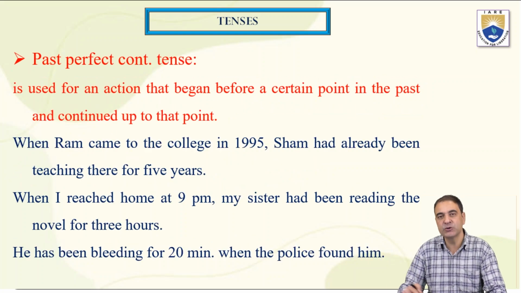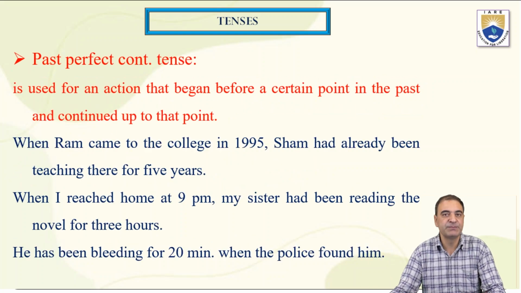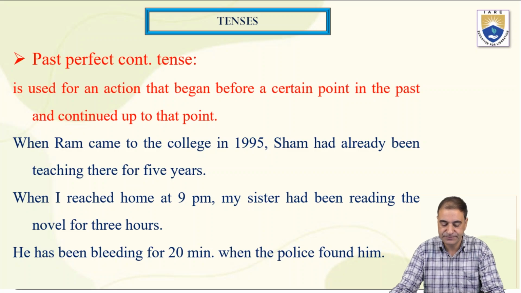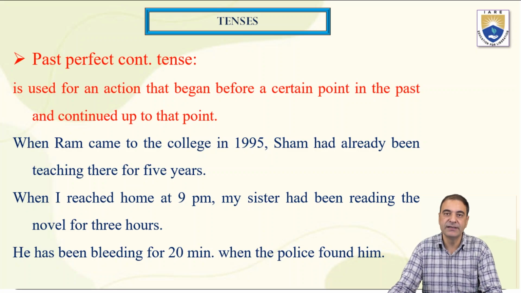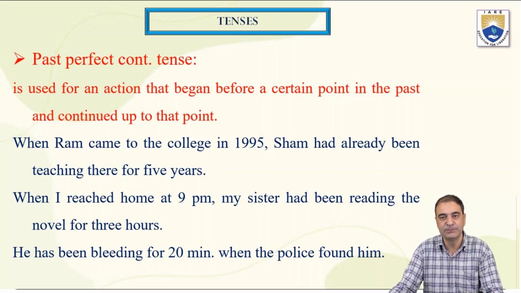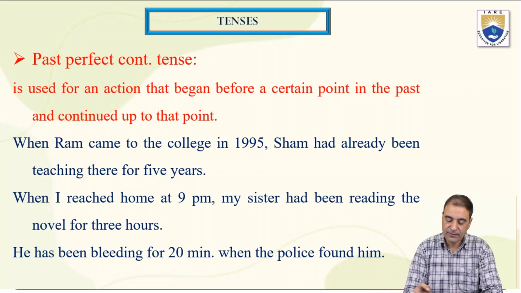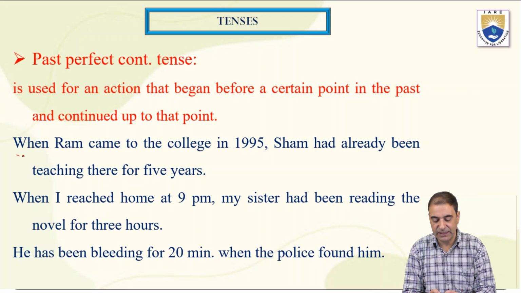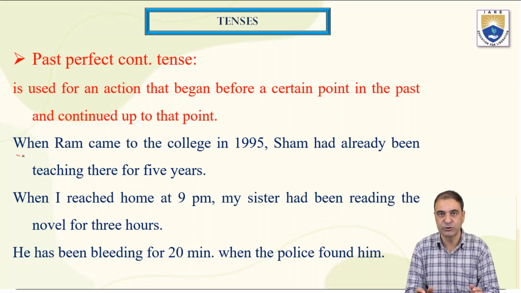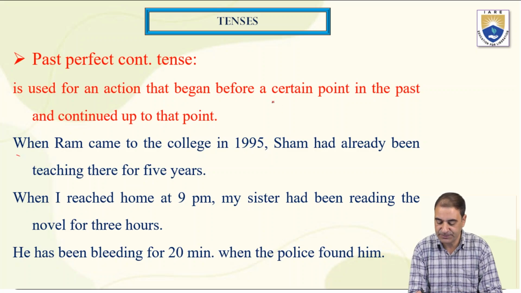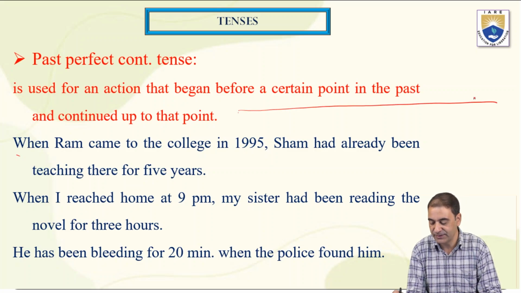And then we have the next one, and that is past perfect continuous tense. Past perfect continuous tense is used for an action that began before a certain point in the past and continued up to that point. Now here, look at the first example. I will try to draw a graph in order to make you understand this past perfect continuous tense. For example, if this is the graph and this is 2024, that means the present.